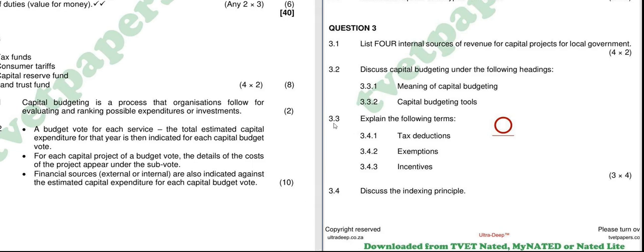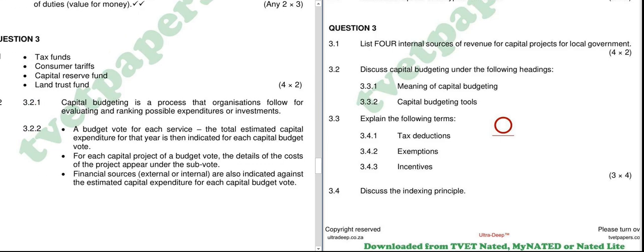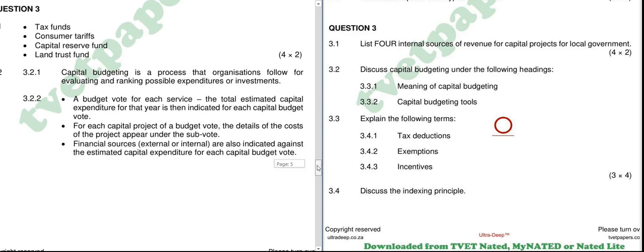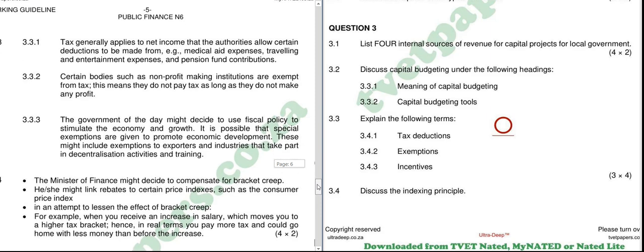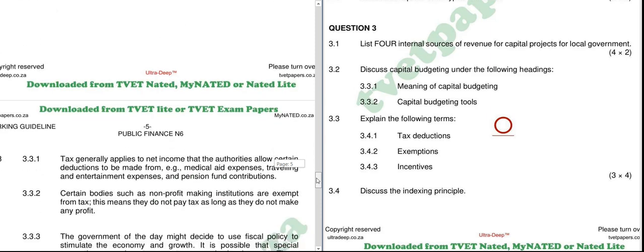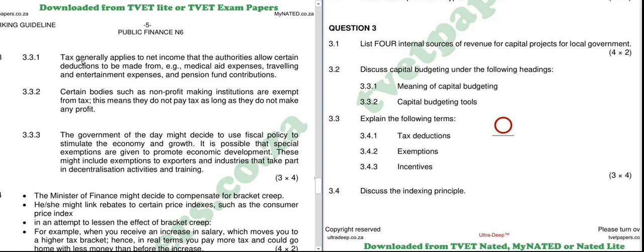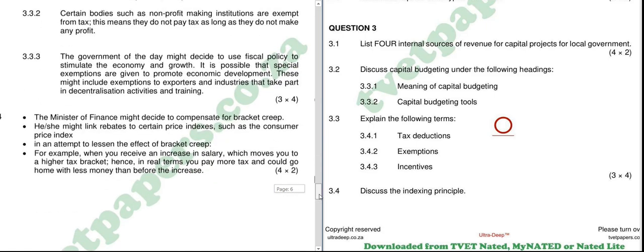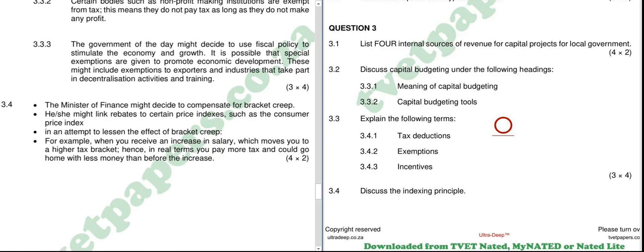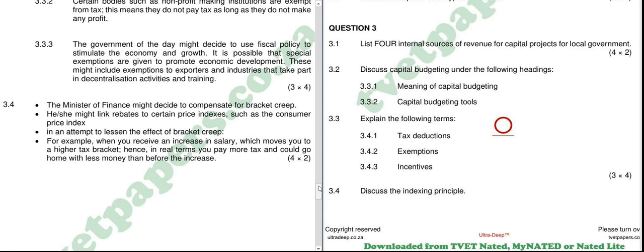And of course, on 3.3, we would explain the following terms. We could take deductions, exemptions, incentives. So we have the explanations as are given. Whereby on the first part we've got the explanation of tax deductions, on the second part exemptions, and third part we've got incentives. So we go down, discuss the indexing principle. So we have explanation on the indexing principle.